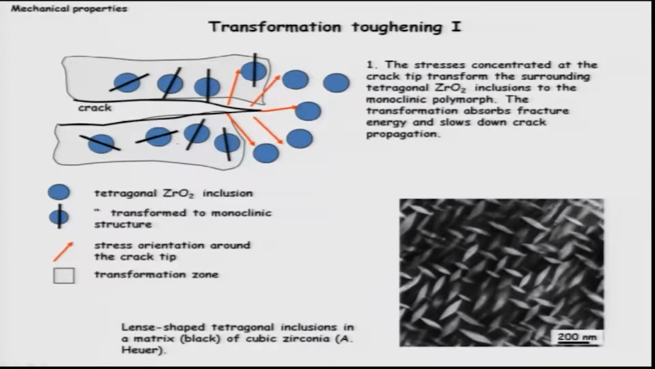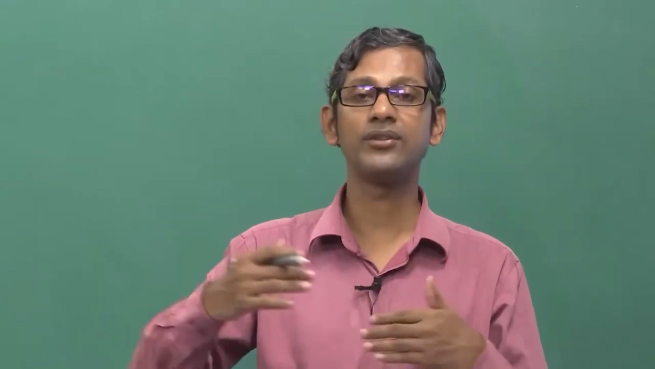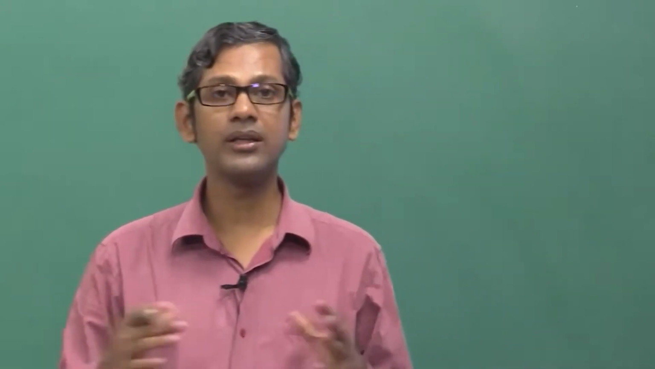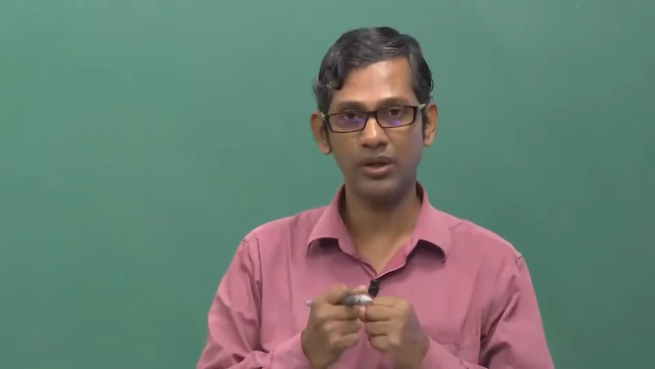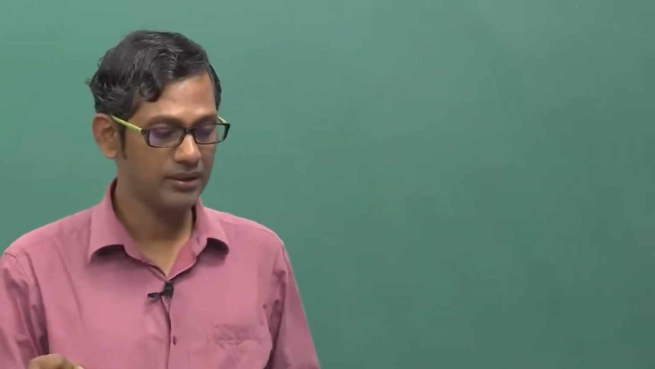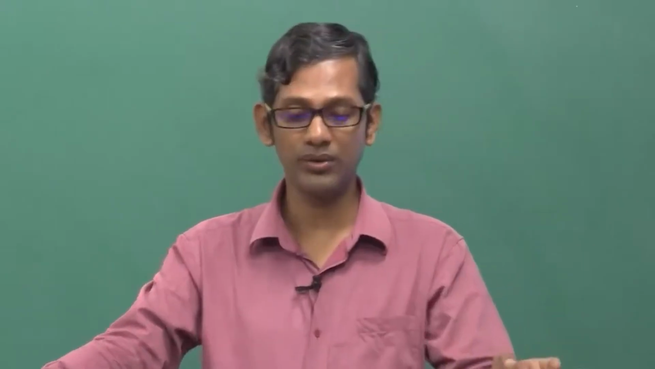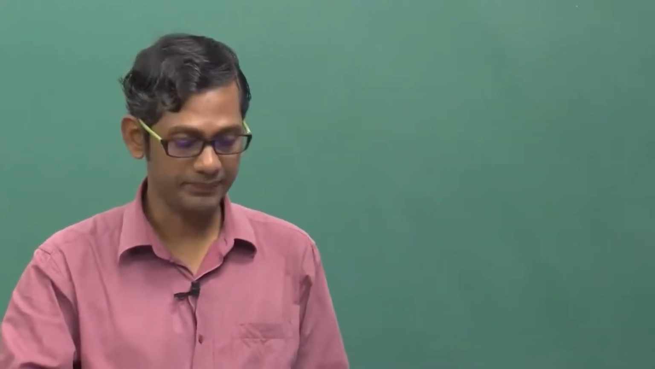As the compressive stress acts, it will lead to closure of the crack, not opening of the crack. As the crack gets closed, it will not be able to propagate. Or rather, if you want to open the crack further, you need to apply more stress. So by simply having a transformation from tetragonal to monoclinic, we can increase the toughness, even by one order of magnitude in this case. That is what is interesting, and this is what is known as transformation toughening.